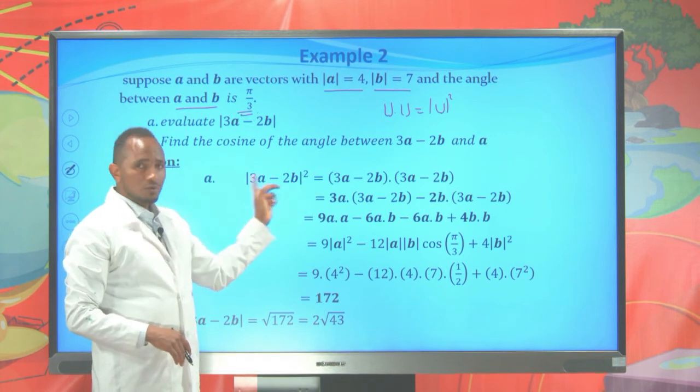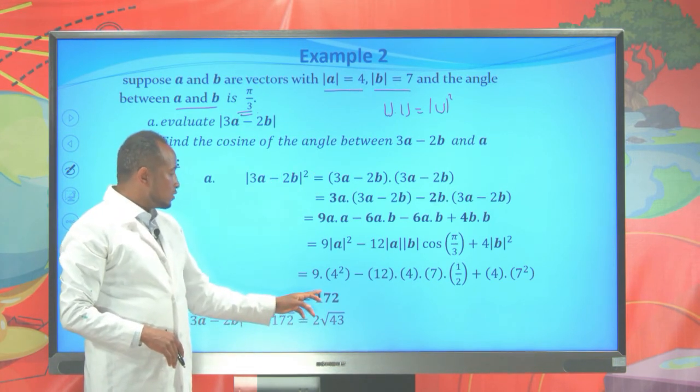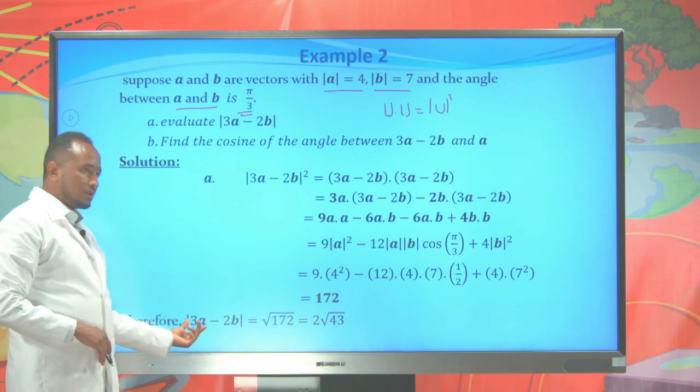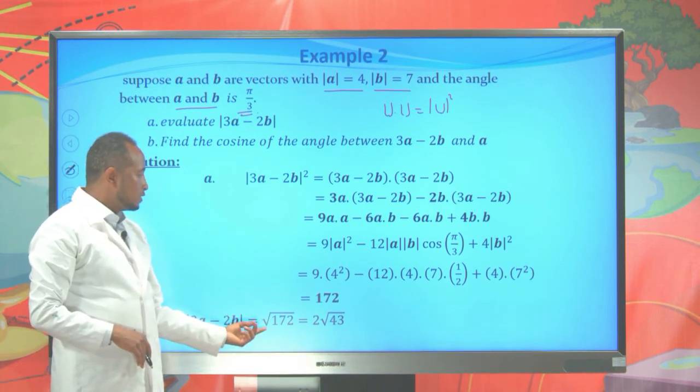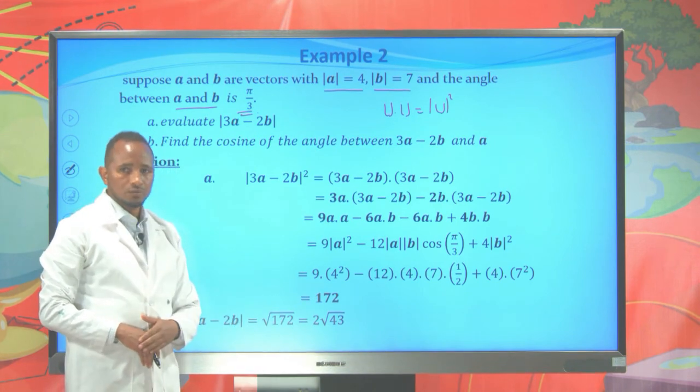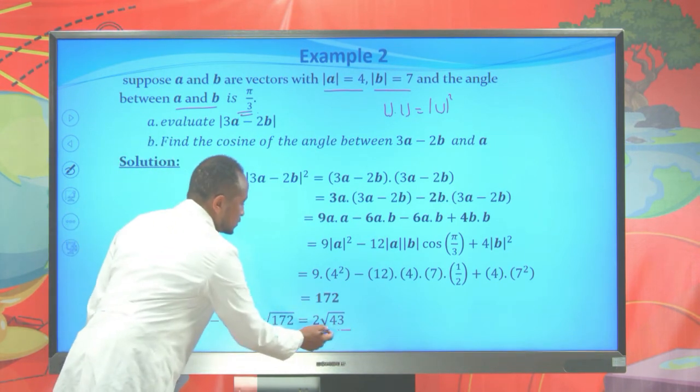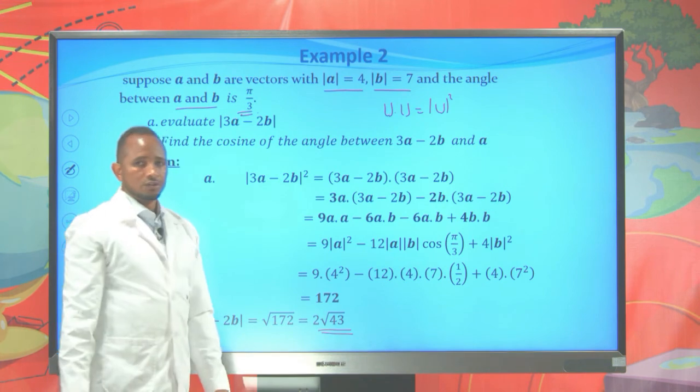you put both sides under a square root, and the square root of this one gives you the magnitude of 3a minus 2b. The magnitude of 3a minus 2b is equal to the square root of 172. So this is equal to 2 times the square root of 43.